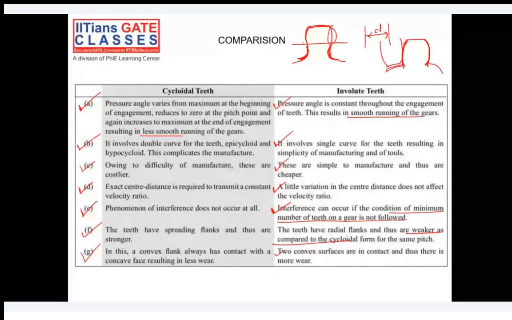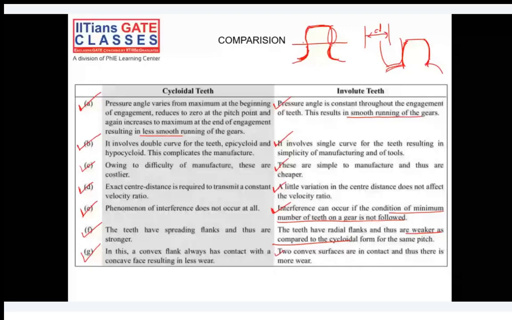What are the good things about the involute teeth profile? We can have a constant pressure angle, which results in smooth running of the gears. And in this case we are using only one profile for manufacturing, so it is easy to manufacture, and hence it is comparatively cheaper than the cycloidal profile. And a little variation in the center distance is allowed in the case of the involute teeth profile.